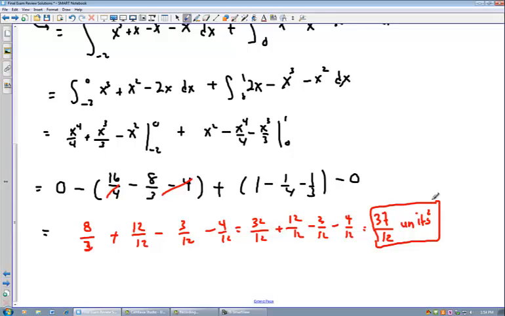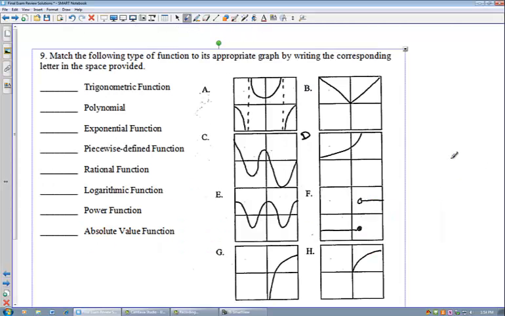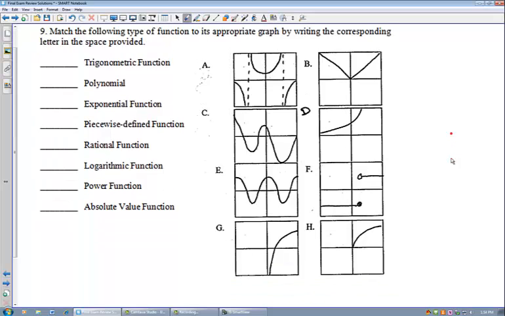All right, so the last problem we're going to do is a matching problem. We want to match the following type of function to its appropriate graph by writing the corresponding letter in the space provided. So you have trigonometric function, polynomial, exponential, piecewise defined, rational function. Remember, rational functions, we didn't talk a lot about these, but these are the ones that have vertical asymptotes, really. It's a polynomial divided by a polynomial. And then logarithmic function, power function, absolute value function.